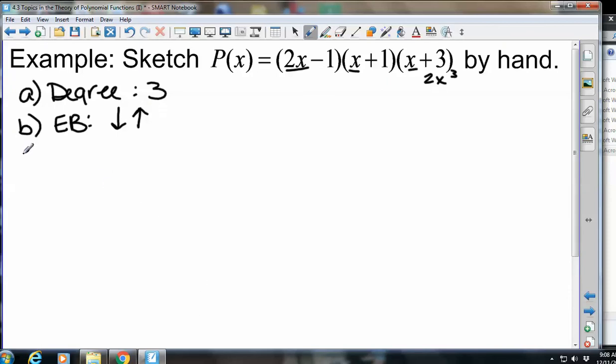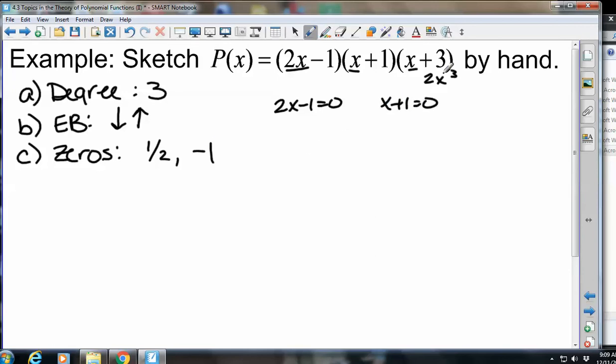Okay, next question, zeros. And if it has a multiplicity other than 1, we need to list it. So if we set each piece to 0, what makes 2x minus 1 equal 0? 1/2. What makes x plus 1 equal 0? -1. What makes x plus 3? Okay, none of those have an exponent on them, so we don't have to worry about multiplicities.